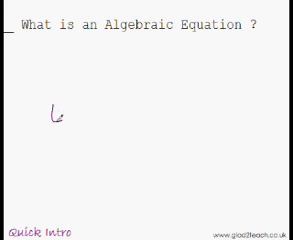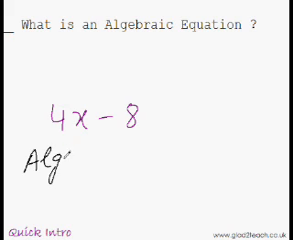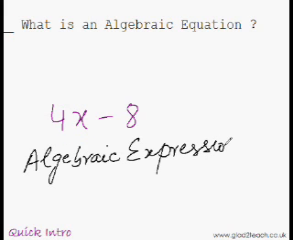Like if I write 4x minus 8 and ask you what is that? I'm sure you would say that since an equal to sign is missing, it must be an algebraic expression. But then if I put it equal to something, let's say if I put it equal to 0, then it becomes an algebraic equation.